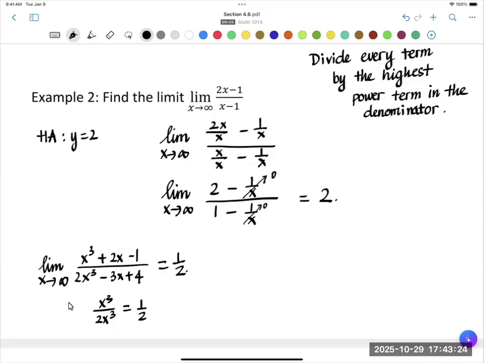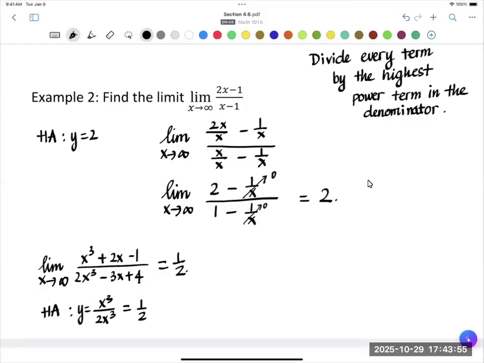The reason we can do this is that when x approaches a huge number, the other terms are much smaller than the largest term. So we always take the largest term. We only focus on the leading term, and we take the ratio of that. This will give you the horizontal asymptote.